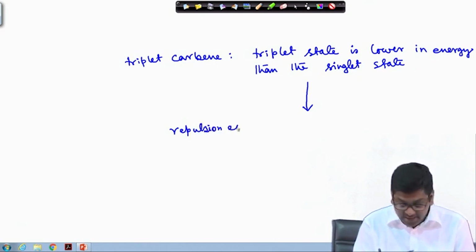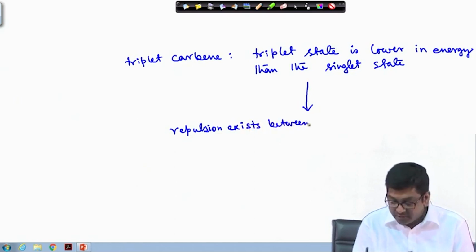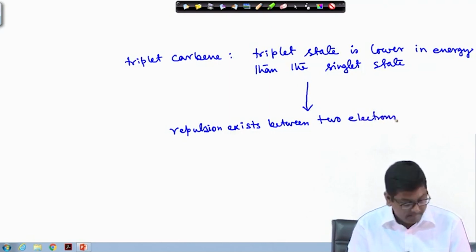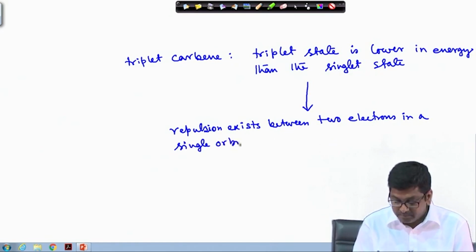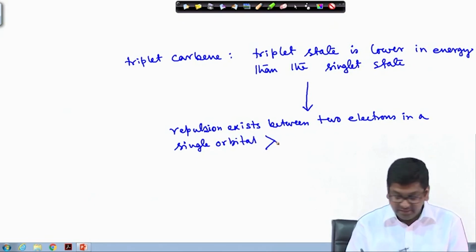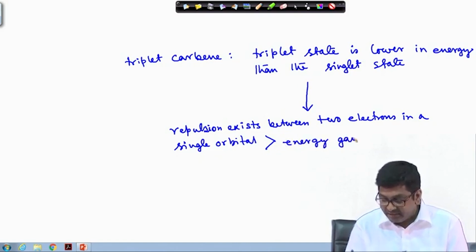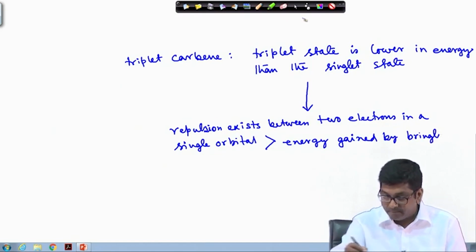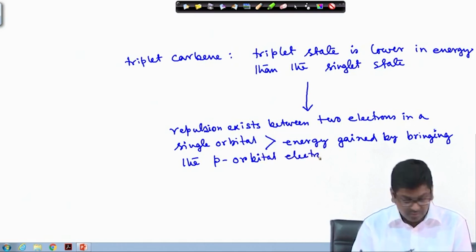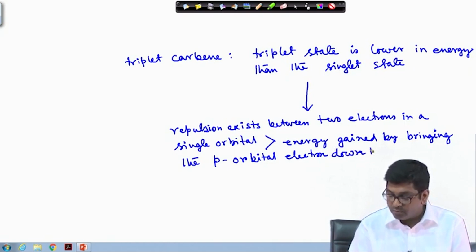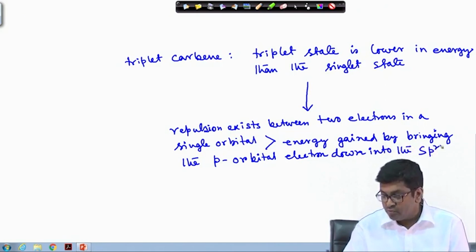So, we can write here that the repulsion that exists between two electrons in a single orbital is actually greater than the energy gained by bringing the p orbital electron down into the sp2 orbital.